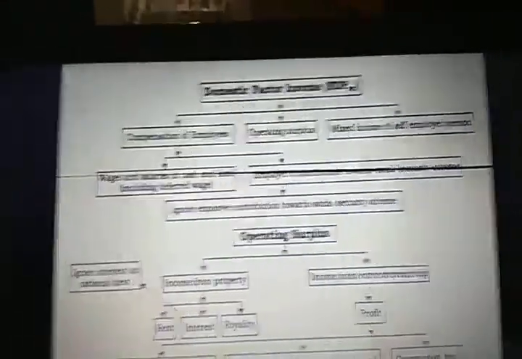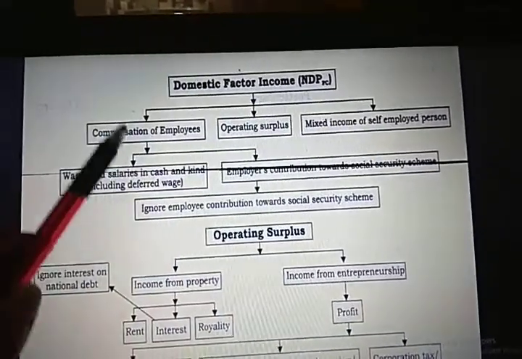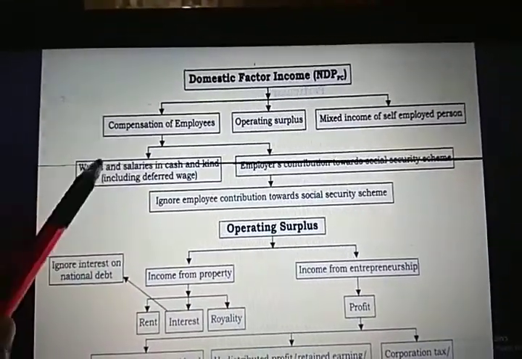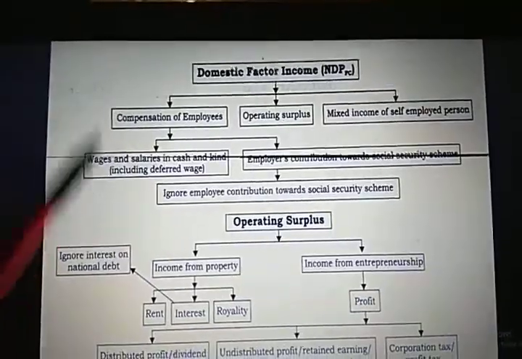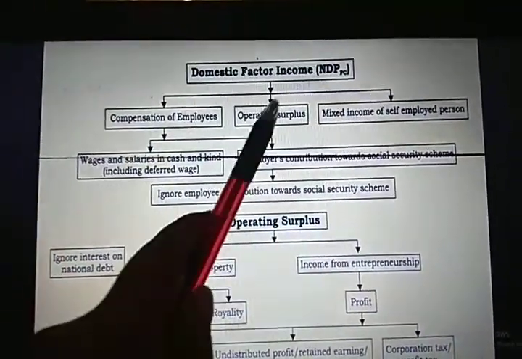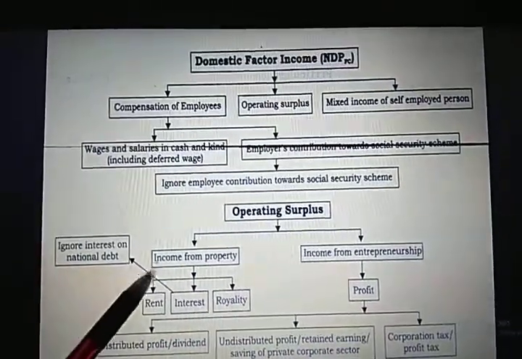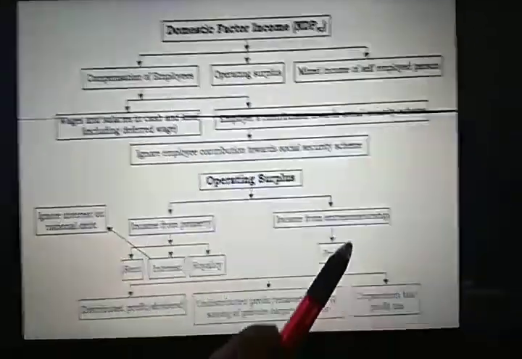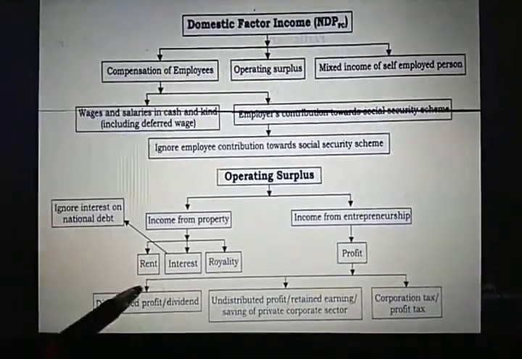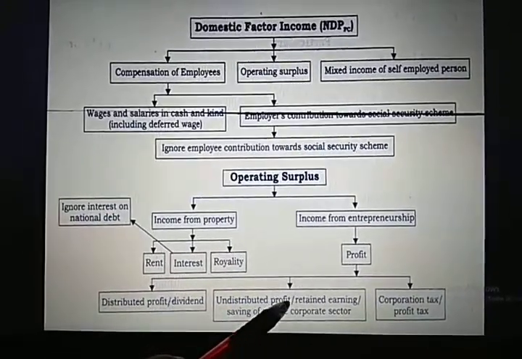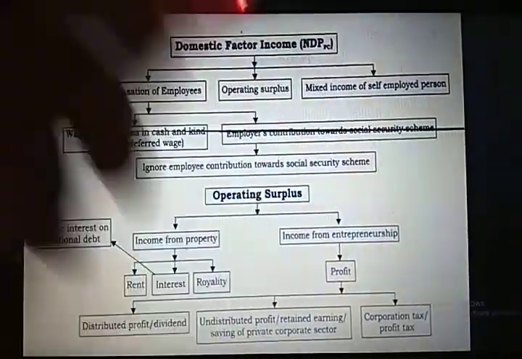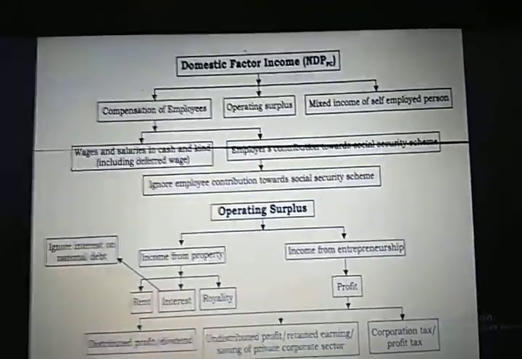Once again, a quick recapitulation. COE is divided into three parts: wages and salary in cash, wages and salary in kind, and employer's contribution to social security scheme. Operating surplus is divided into four parts: rent, interest, royalty, and profit. Profit is further divided into three parts: dividend, undistributed profit or retained earning, and corporation tax. And the third component is mixed income of self-employed.